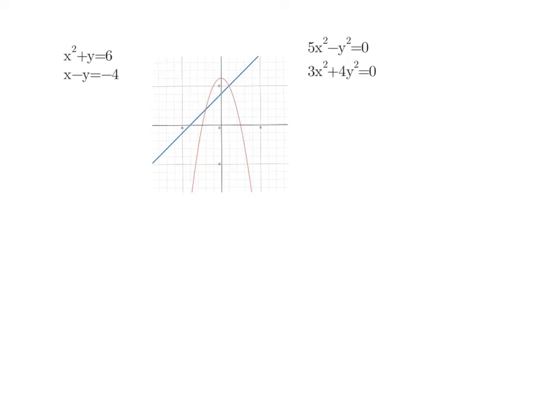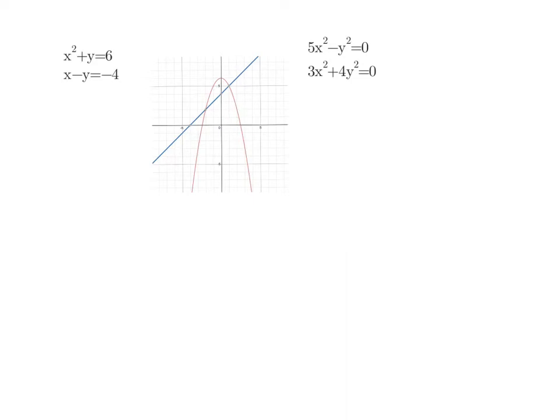Let's look at how to solve systems of equations involving two variables where we're dealing with systems that are not necessarily linear. This first one I've drawn: x squared plus y equals 6, which is a parabola, and x minus y equals -4. You can see that it meets in two places. So from the graph we can see where the line and the parabola meet. We're looking for those points.